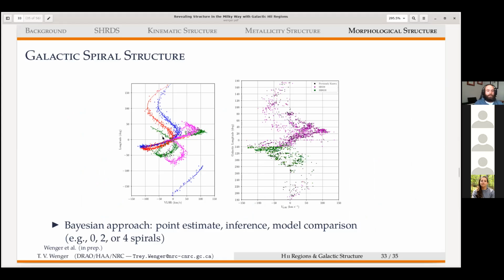And what ultimately that comes down to is that the likelihood function that you need to solve this problem, to fit a spiral model to the LV distribution of H2 regions, is non-analytical. Try as I might, and I did this for a whole year during my PhD trying to figure this out, I could not do it. And so we need a new tool to approach this.